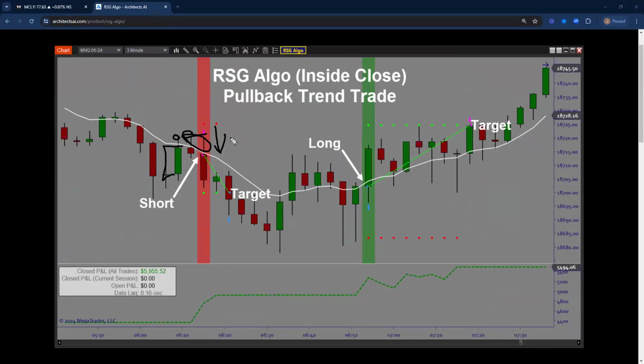So those are the ones I like the best. This one, if this wick was a little longer and it swept the low, closed inside the body, that's a great trade. So that's the way I like to trade it. So to give you some direction if you're using that one.